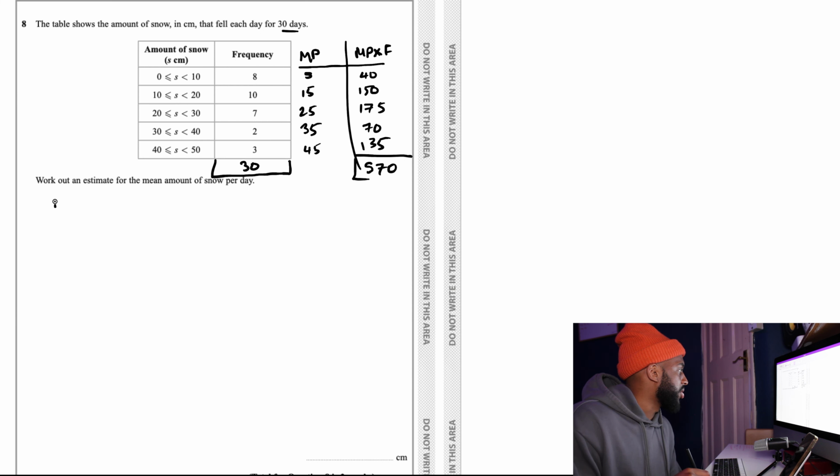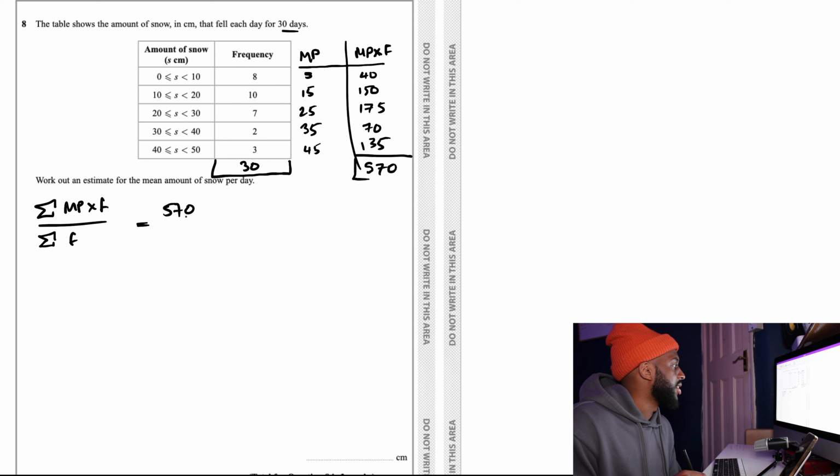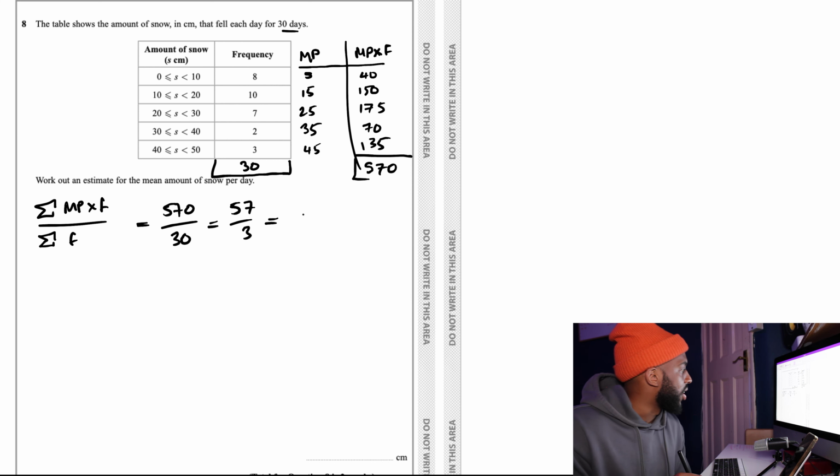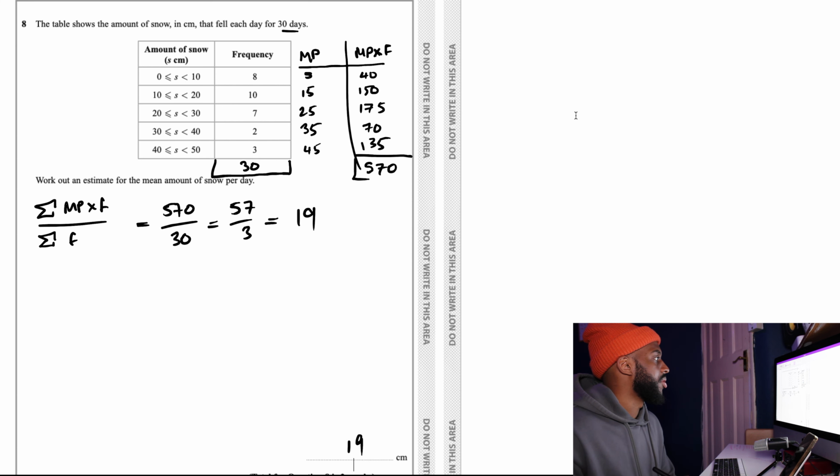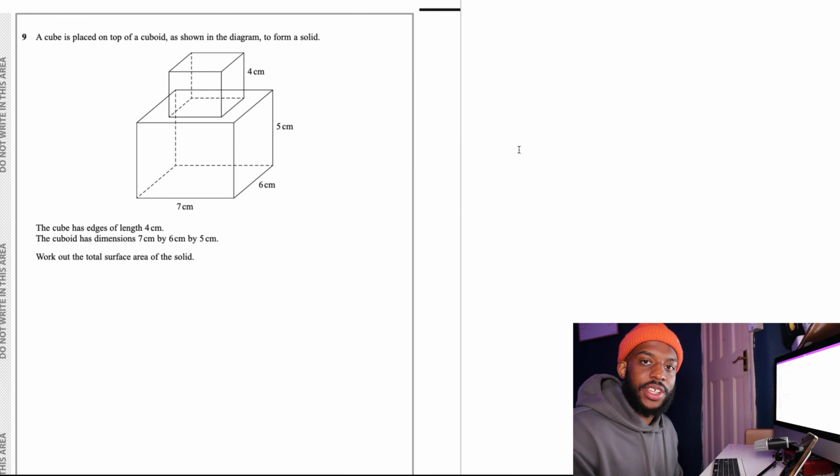And then to solve this, we're going to get the sum of the midpoint times frequency and divide that by the sum of the frequencies. So we're going to get 570 divided by 30. We can simplify that a little bit. And then our final answer is 19. So 19 centimeters.